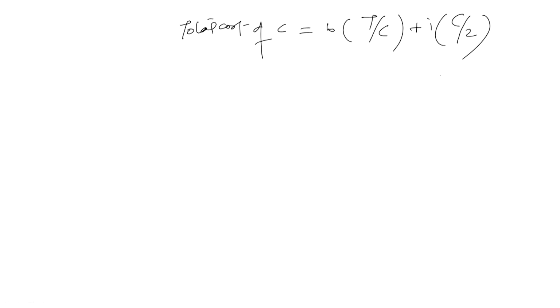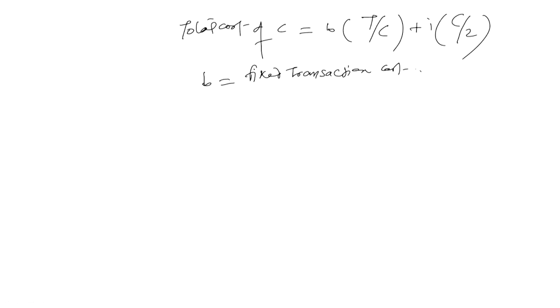Total cost of the optimum amount of cash will be calculated how? We will check this and develop the model. The model which Baumol has developed is: total cost of C is equal to B into T by C plus I into C by 2. So, what is the B here? B is the fixed transaction cost.